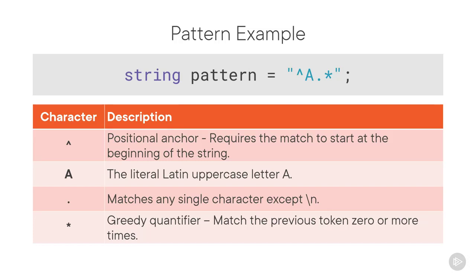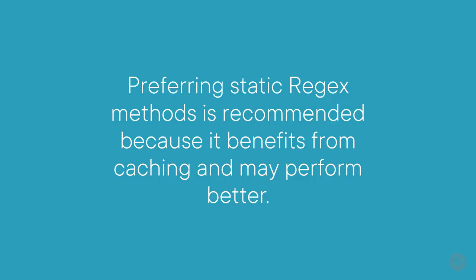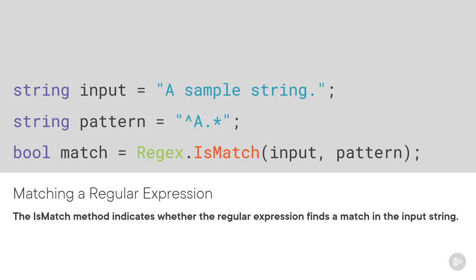With the pattern defined, we can use it with either an instance of the regex class or through one of the available static methods on the regex type. Using these static methods is generally recommended, as caching can be applied to mitigate some of the performance impacts of using regex in our applications. As an example, we can call the regex IsMatch method with two arguments. The first argument is the input string that we want to try and match. The second is the regular expression pattern to use for matching. IsMatch returns a Boolean result which will be true if the pattern was matched within the input string.